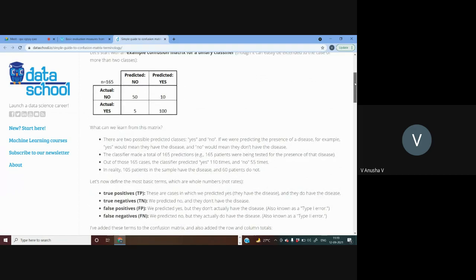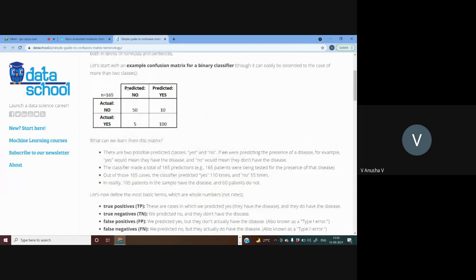As you see in this figure, you have two kinds of values. Those are nothing but predicted values and actual values. Predicted values are what your prediction can be. Actual values are nothing but your correct values. Here, the actual value can be no, the predicted value can be no, and the predicted value can be yes also.